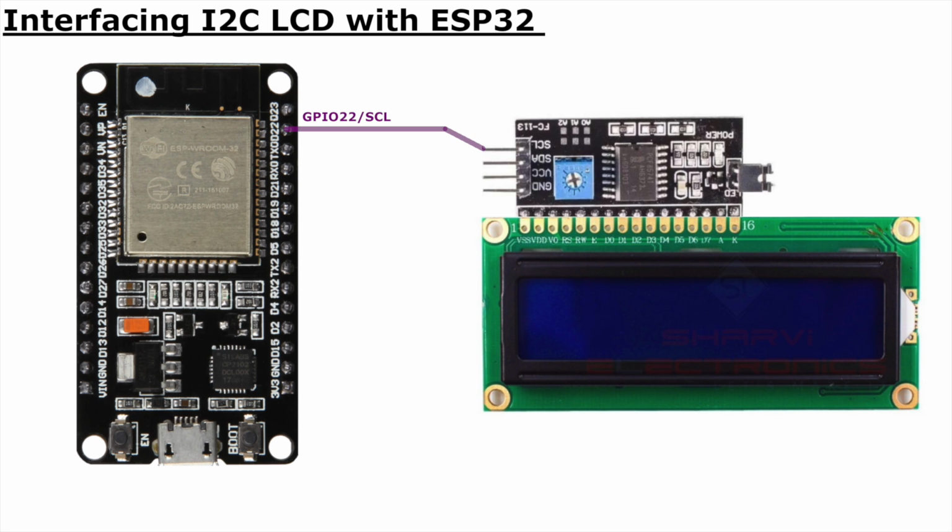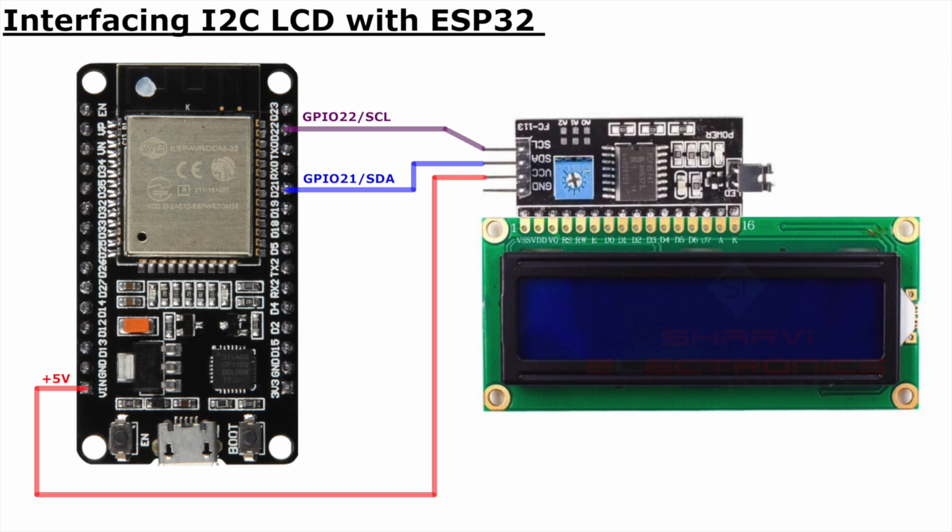Now let's move on to the circuit diagram. First, connect the SCL pin of the LCD to the GPIO22 pin on the ESP32. Next, connect the SDA pin of the LCD to the GPIO21 pin on the ESP32. Finally, connect the VCC and GND pins of the LCD to the 5 volts and ground pins on the ESP32, respectively. Here's the circuit diagram for our setup.